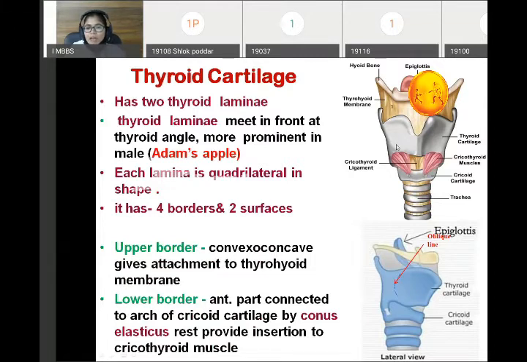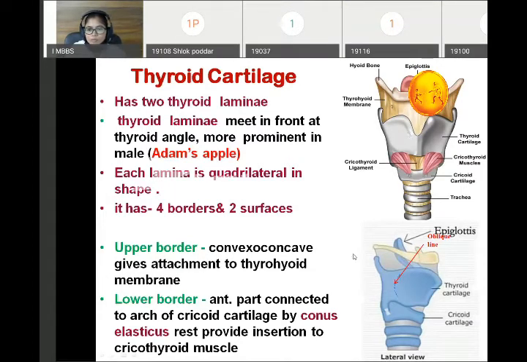So each lamina has an upper border. This is the upper border. Then the lower border. This one is the lower border. Then the anterior border, then this is the posterior border, and 2 surfaces, the outer surface and the inner surface.